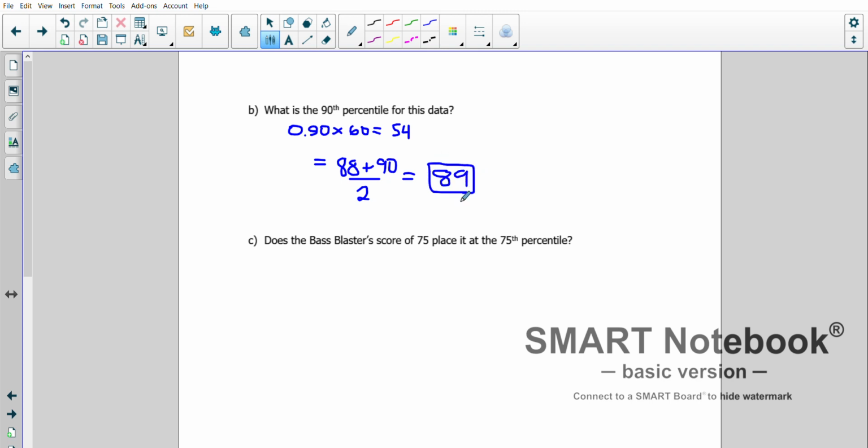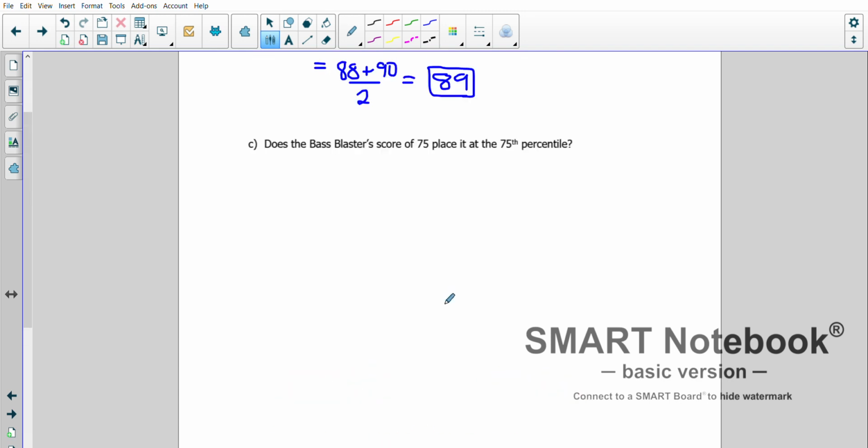And then the last question, I believe, homework's at the bottom there. Does the Bass Blaster score of 75 place it at the 75th percentile? There are a couple of ways you can do this. You can find the 75th percentile and see if it's the score, or look at where the score is and see if it's at the 75th percentile. We'll use the same method that we just used above. I'm going to do this one in a different color, just so the data on the last page doesn't look too messed up.